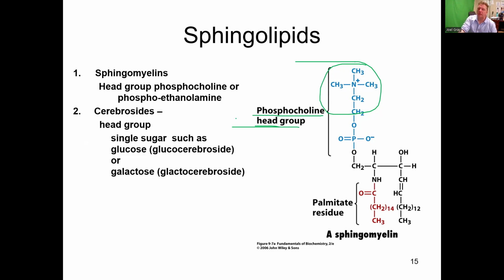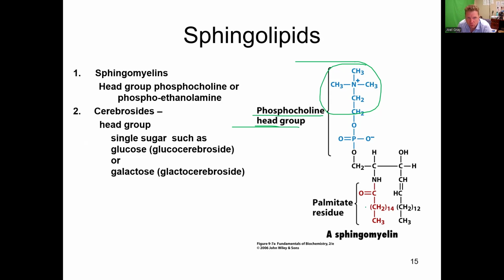So sphingolipids are communication tools. With them being communication tools, they are key to the cell cycle. They are key to developmental processes. So sphingolipids and glycerophospholipids are signaling molecules. Think about them in that sense.